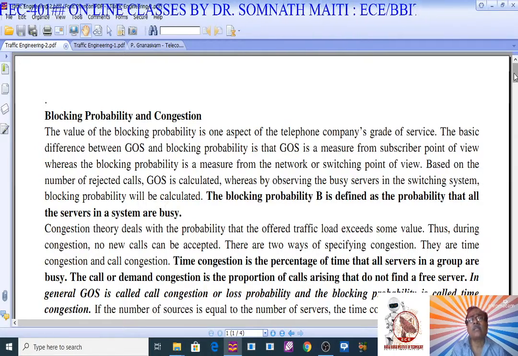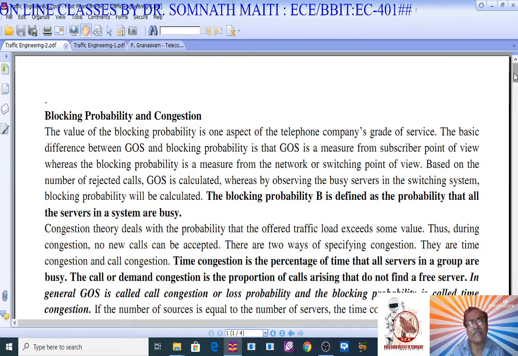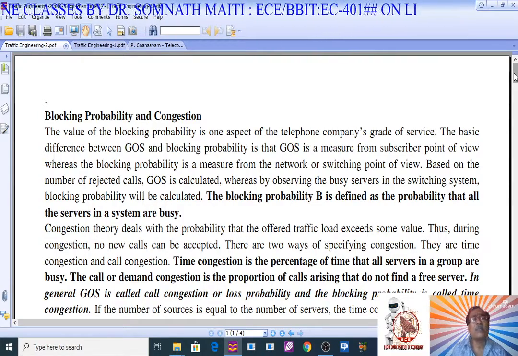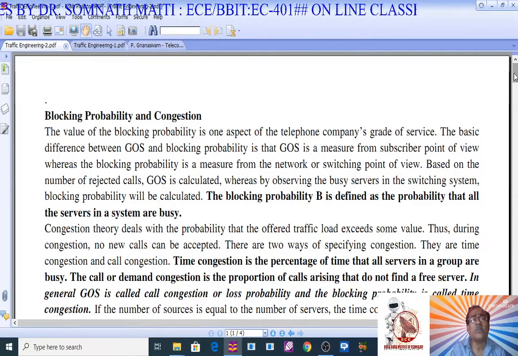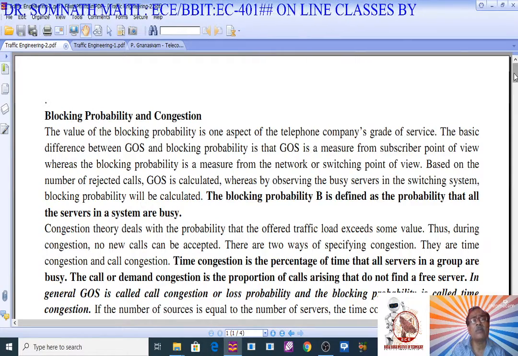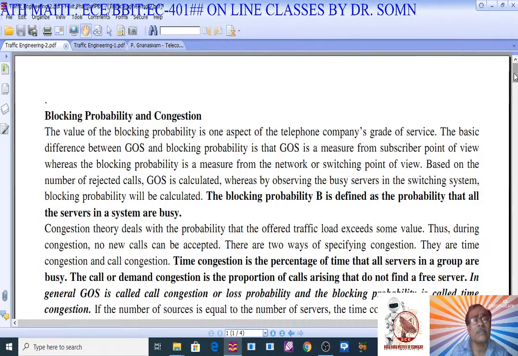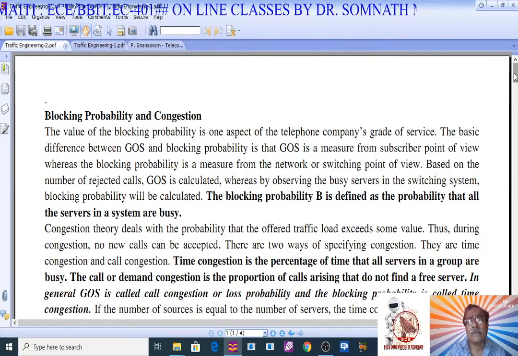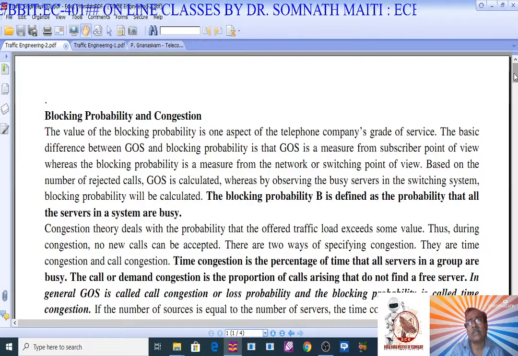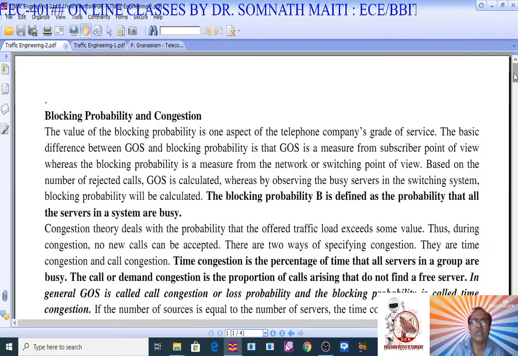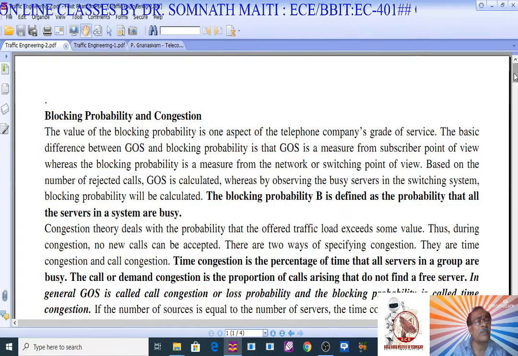Now, blocking probability is another parameter which is defined from the exchange point of view. GOS is a measure from the subscriber point of view, whereas blocking probability is a measure from the network or switching point of view. And you know, GOS is calculated from the number of calls rejected, whereas the service provider will see what is the probability that the total system is busy, so that no call or no service can be provided to others. So blocking probability B is defined as the probability that all the servers in a system are busy.